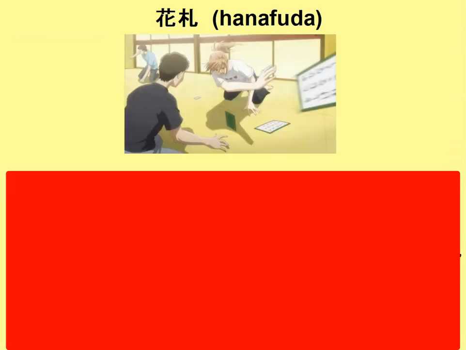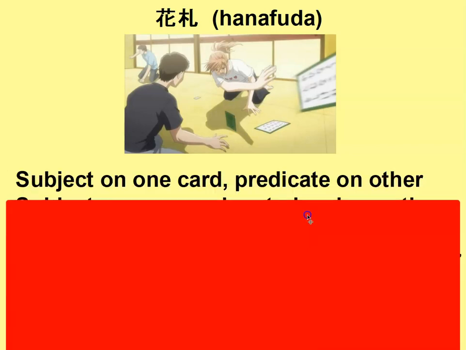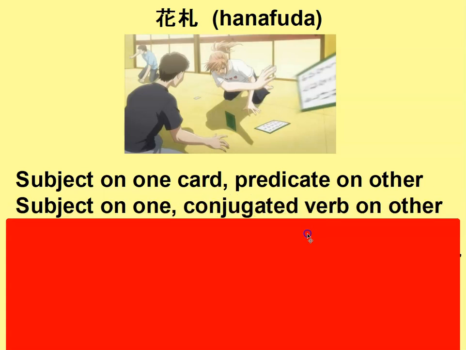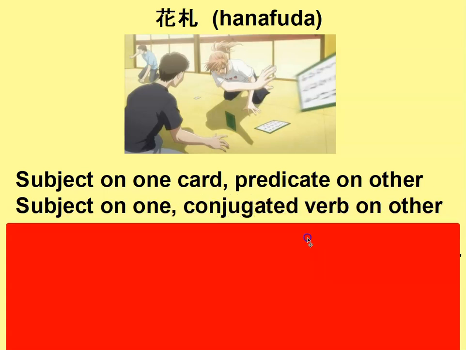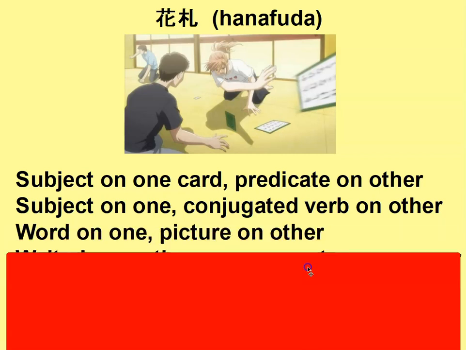Okay, so you've got your cards, and some cards are the first cards and some cards are the second cards, okay? So you could have a subject on one card and a predicate on the other if you want. You could have a subject on one card, conjugated verb on the other. You can have a word on one card and a picture on the other.